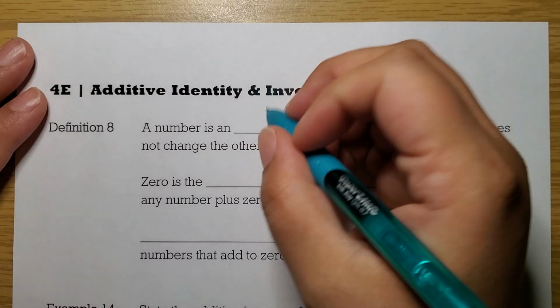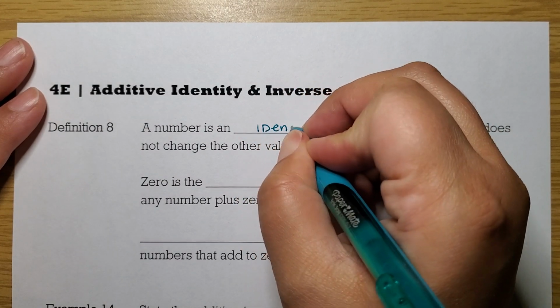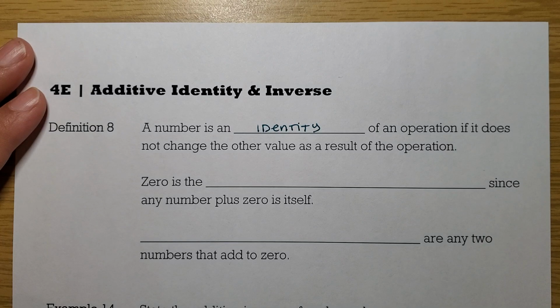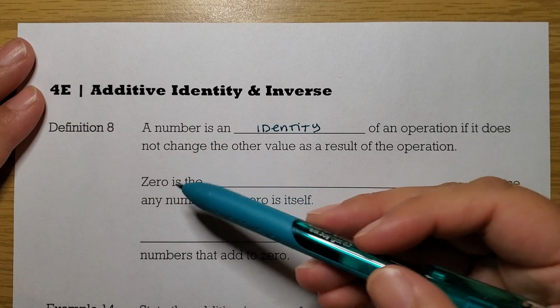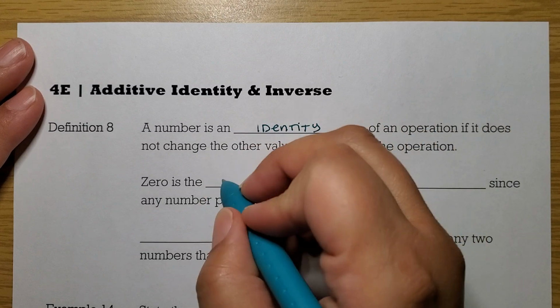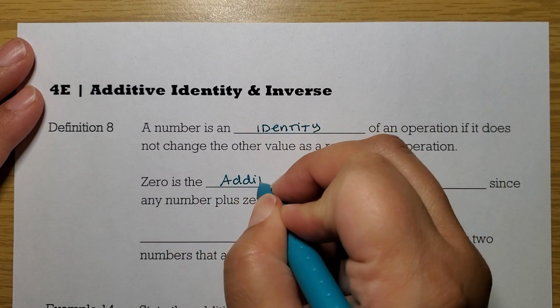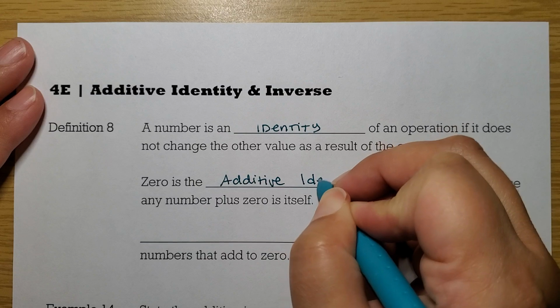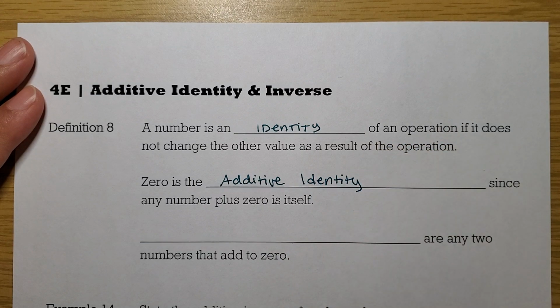So, a number is an identity of an operation if it doesn't change the other value as a result of the operation. So, for example, if I took 7 and I added the identity, I would get 7 back. So 7 plus what number is going to give you 7? 0. So 0 is the additive identity, because any number plus 0 is going to give you itself.